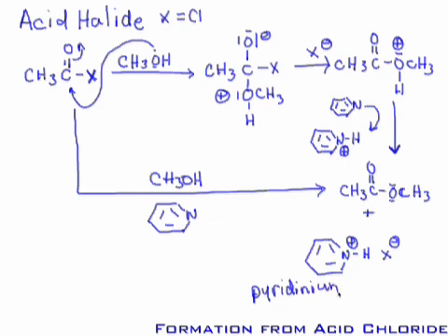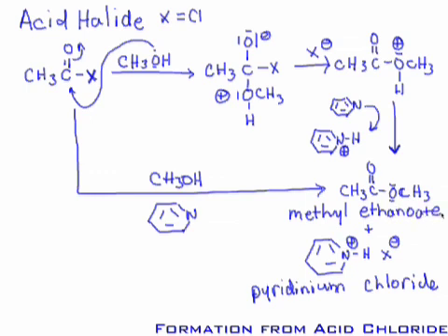Pyridinium is also sometimes called pyridine hydrochloride, so we get pyridinium chloride here. And the ester that's formed, of course, is methyl ethanoate in this case. So, we can synthesize esters by the reaction of acid halides and alcohols.